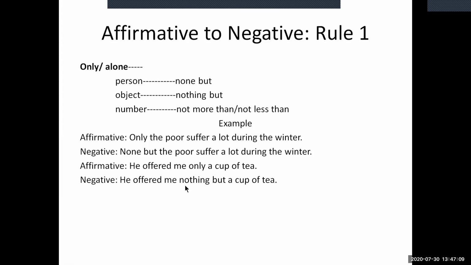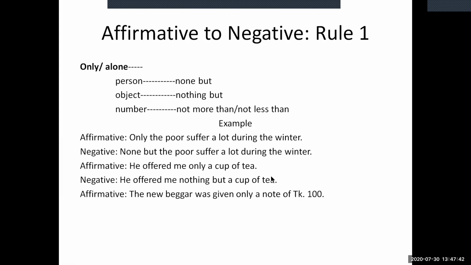We can alternatively make the sentence negative by using he did not offer me anything but a cup of tea. But I think for many teachers of Bangladesh, that is a rare possibility to find in the exam scripts. It is better to follow the first one, so only is directly replaced by nothing but. That's why the negative form he offered me nothing but a cup of tea is better than he did not offer me anything but a cup of tea. So here it's the best answer for object.